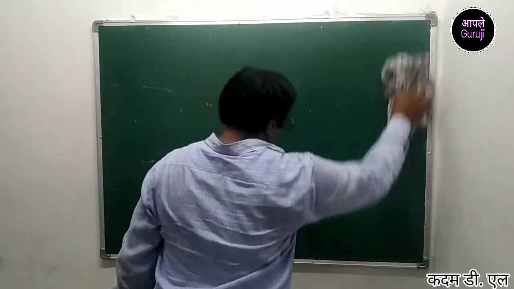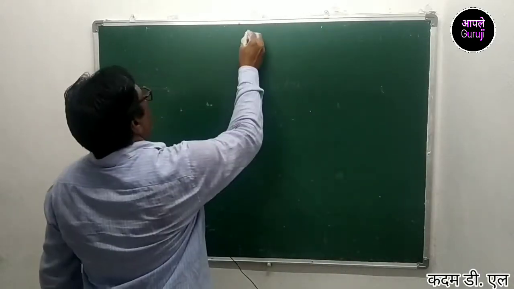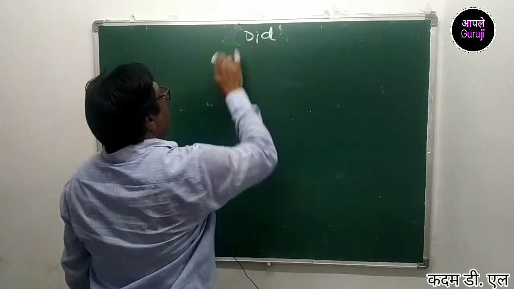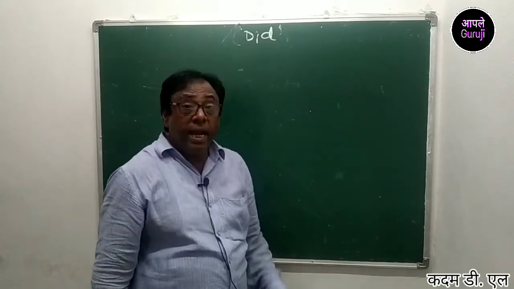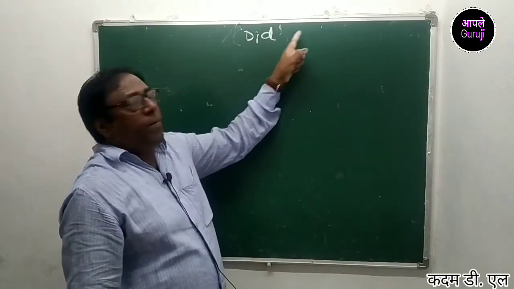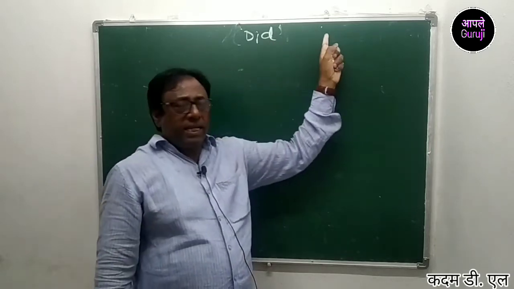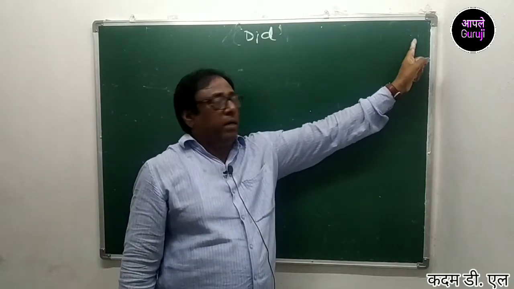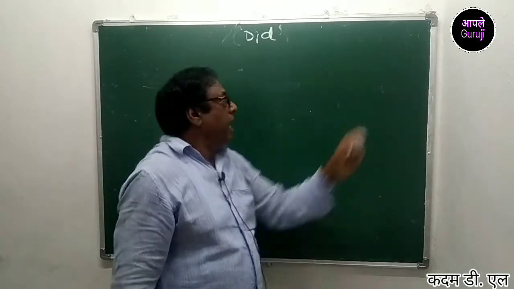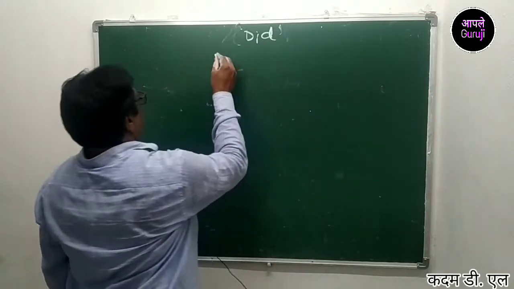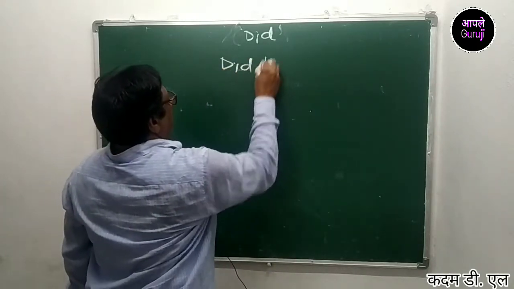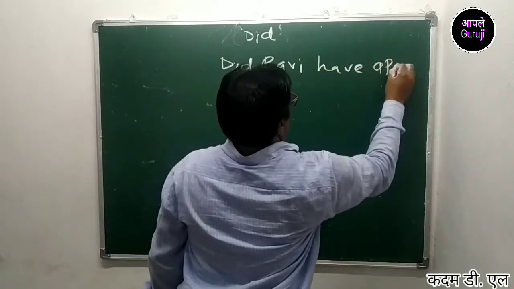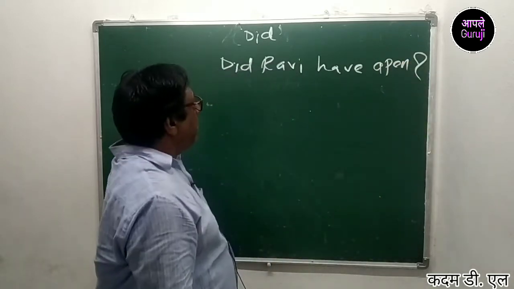Now we shall turn to another point that is called did. So did is also a helping word for the past. Did shows the past action. It is used in the past for making the yes or no type question. How? Let's see. Did Ravi have a pen? Did Ravi have a pen?